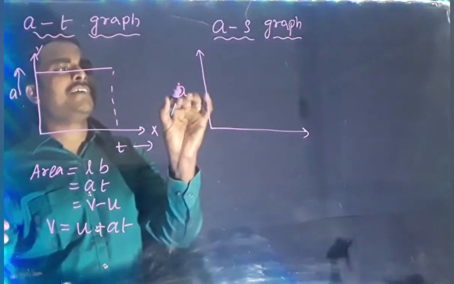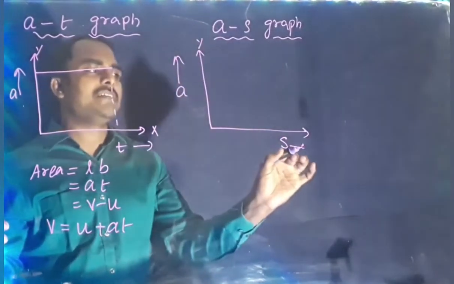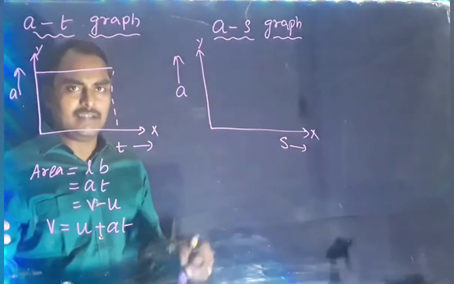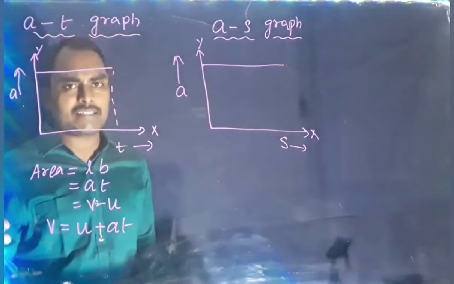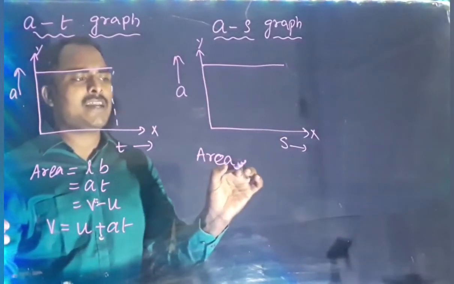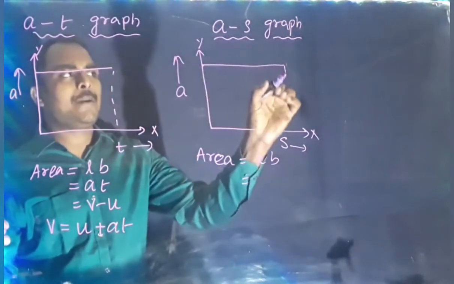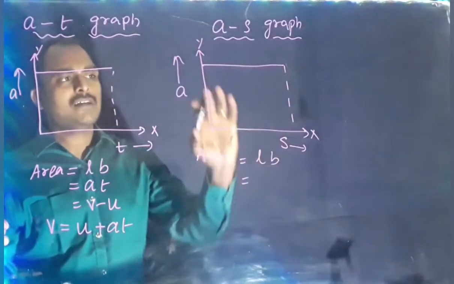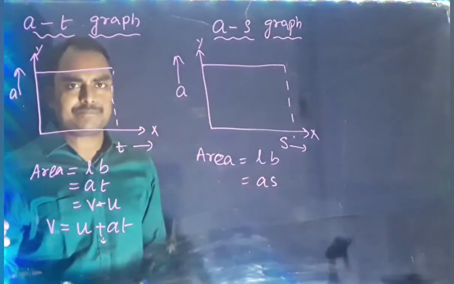So A is taken on the y-axis, S is the displacement. Displacement is taken on the x-axis. Again the graph is a straight line parallel to the displacement axis. Let us calculate the area again. This area equals length into breadth. Here the length is A, so this is A, this is S, A into S.